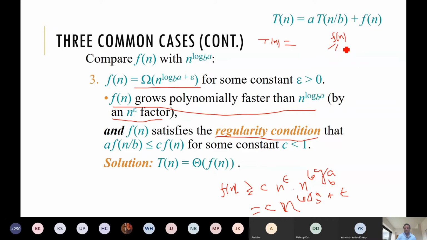So how many subproblems? A many. And what is the size of the subproblems? n by b. So the size of the subproblems is n by b, so each size is reducing by a factor of b. Now again, these are the subproblems of size n by b, so the same algorithm will be called on them recursively to solve them.